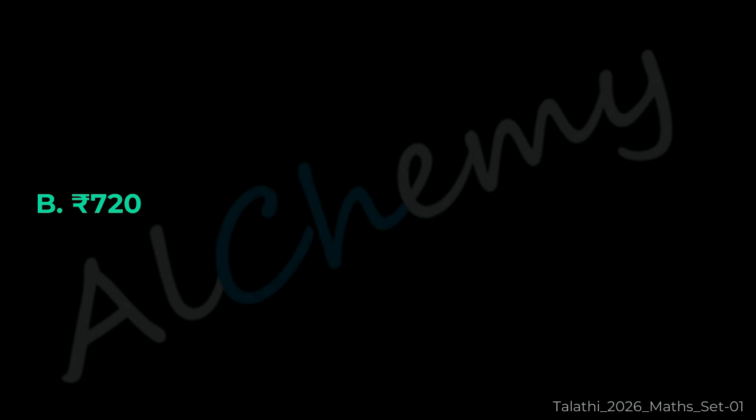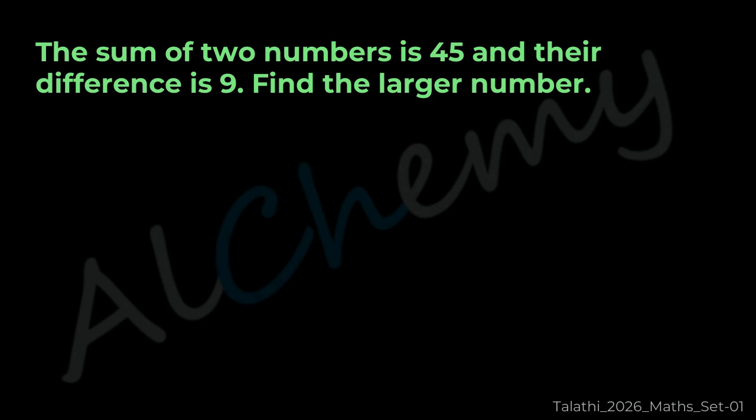The correct answer is B. 720 rupees. Question 33. The sum of two numbers is 45 and their difference is 9. Find the larger number. A. 18. B. 24. C. 27. D. 30.